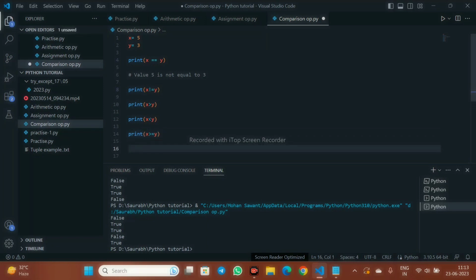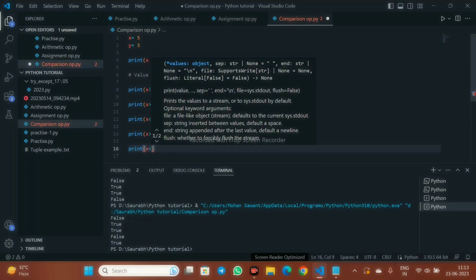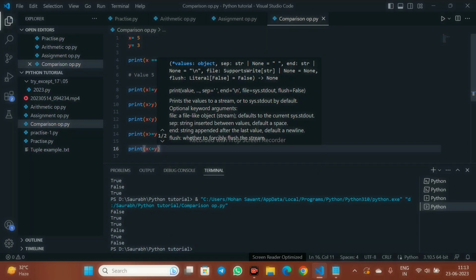So our last one will be print x less than or equal to y. That gives me false. If the left operand is less than or equal to the value of the right operand, that becomes true. But in this case it becomes false because our left operand is 5 and it is not equal to 3. That means it gives me a false value.